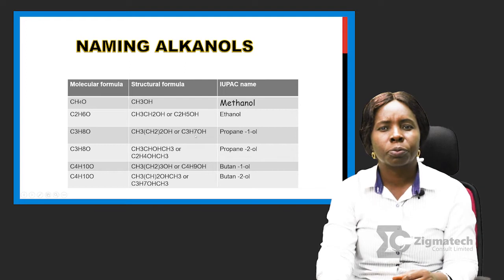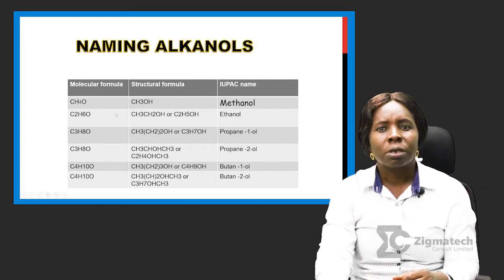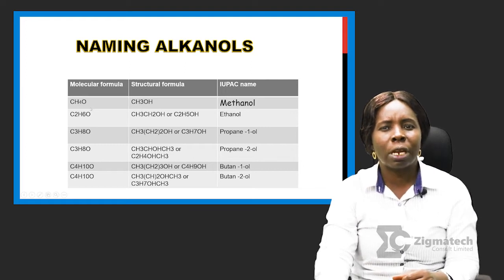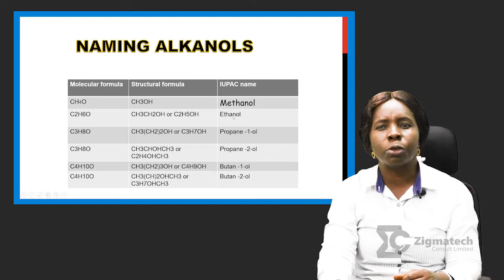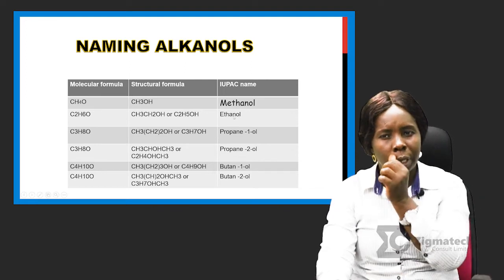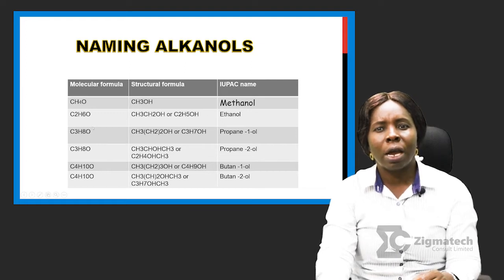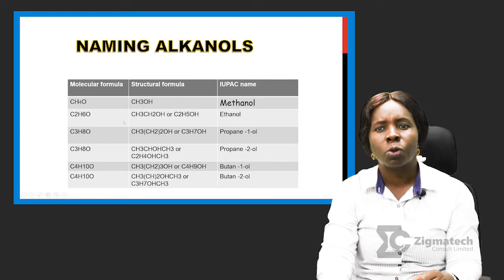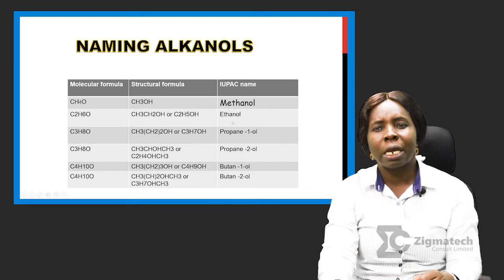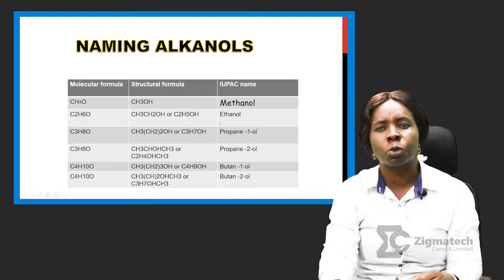Naming of alkanols. We can name the alkanols by, first of all, forming the molecular formula and the structural formula, and then we use the IUPAC name by adding OL, like I have explained earlier. For instance, we have CH4O. When we put the structural formula, we have it as CH3OH, and that is methanol. We have C2H6O, which can be C2H5OH, or you can put it as CH3CH2OH. That is ethanol. We now have 2 carbon atoms, so ethanol.